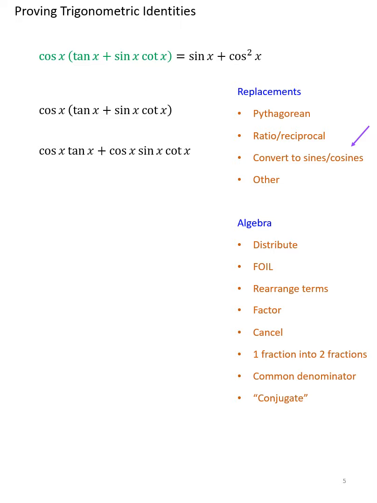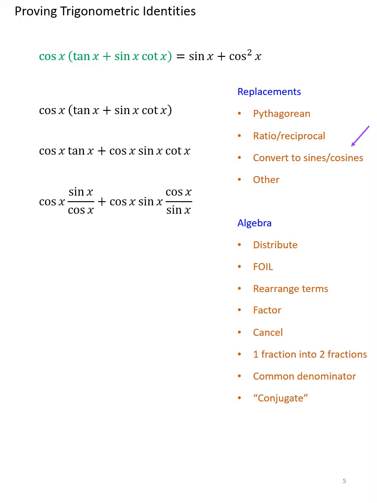Well, look at the expression I have now. There's two things that aren't sines and cosines. I have a tangent and I have a cotangent. So I'm going to replace tangent with sine divided by cosine, which it is. And I'm going to replace cotangent, which is the reciprocal of tangent, with cosine over sine, another identity that we already know.